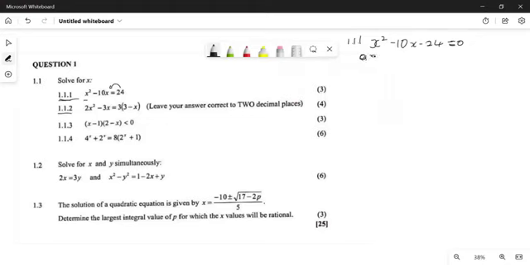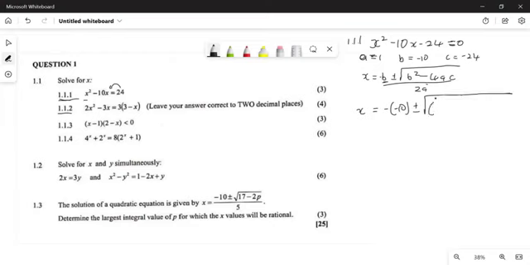Okay, what is your a then if you're going to use quadratic? A is 1. What is b? B is negative 10. And then what is c? Negative 24. So you want to use x is going to be minus b plus or minus the square root of b squared minus 4ac, all over 2a. Then you have minus open bracket, you put what here? Minus 10, plus or minus, and minus 10 squared.